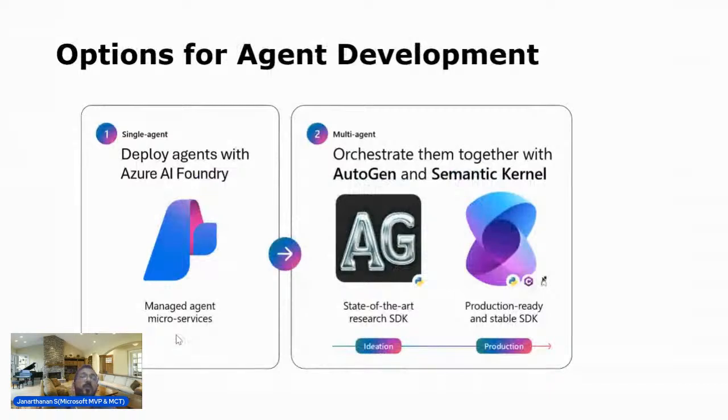There are multiple ways we can create an agent. One is with the help of Azure AI Foundry, which we just created. The second is you can create a multi-agent with the help of AutoGen, which is one of the frameworks, and one more framework we call the Semantic Kernel. The beauty of Semantic Kernel is you can create your agents from deployment to a production-ready application.